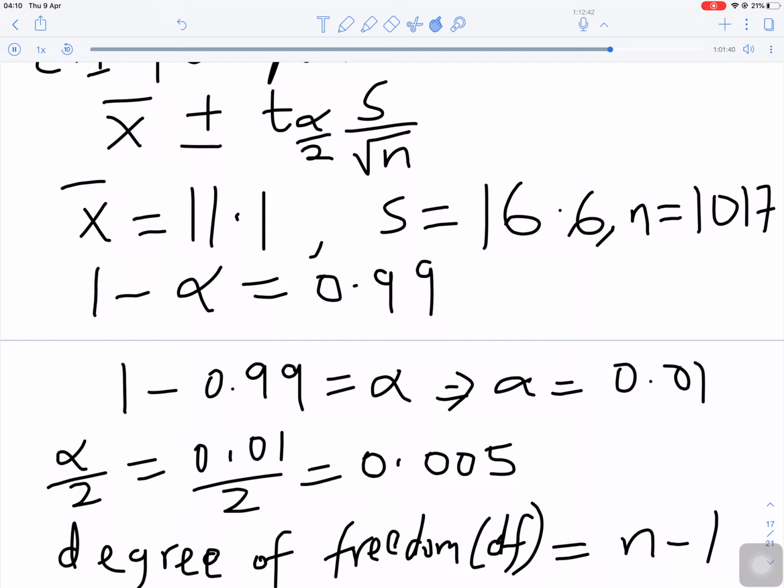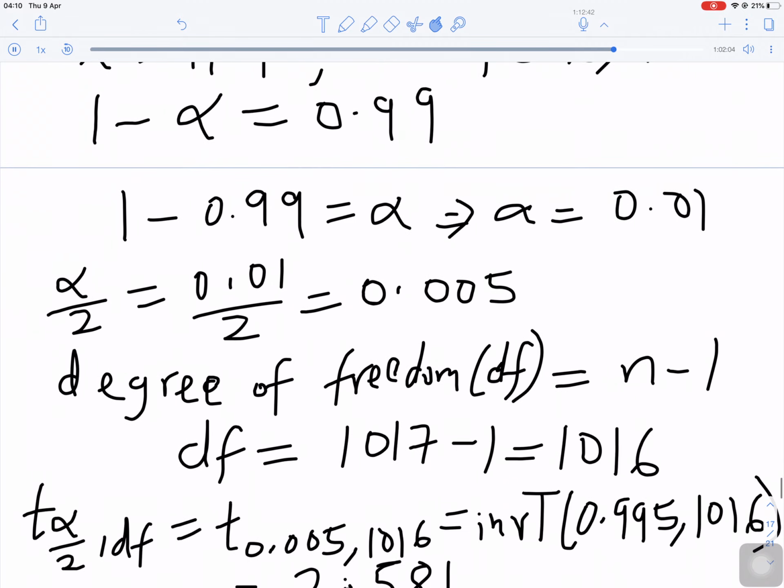Now, we need to find the critical value t alpha over 2. But then what is alpha? We can know alpha from the confidence level. The confidence level in this case is 0.99 because of the 99% confidence interval. So 1 minus alpha equals 0.99. Solving for alpha becomes 0.01. Then alpha over 2 is 0.005.